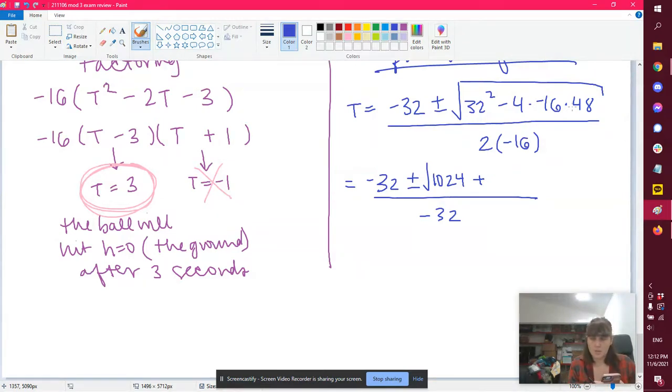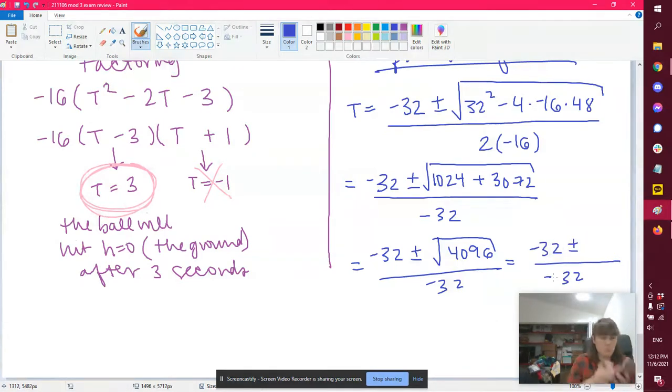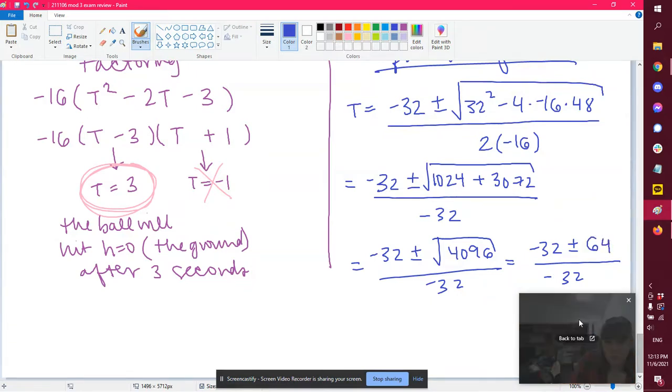4 times 16 times 48 is 3072. When I add those together, I get 4096. And when I take the square root of 4096, I get 64. Pretty good.